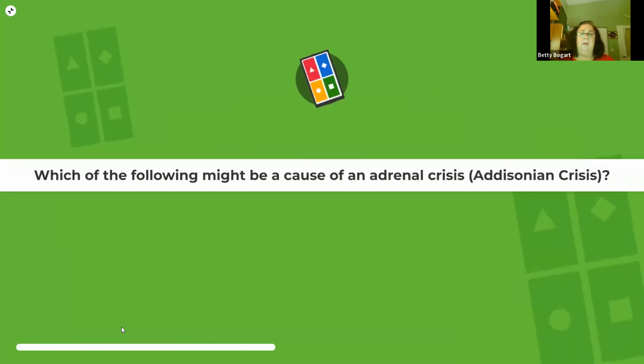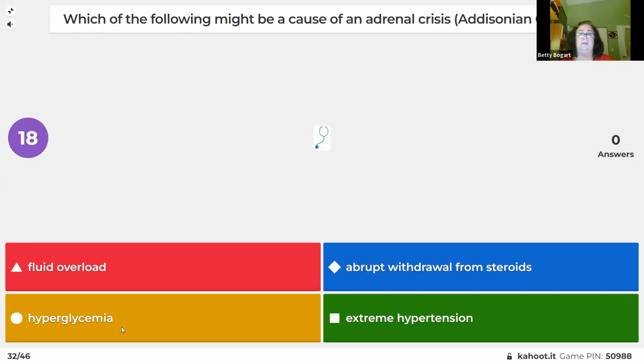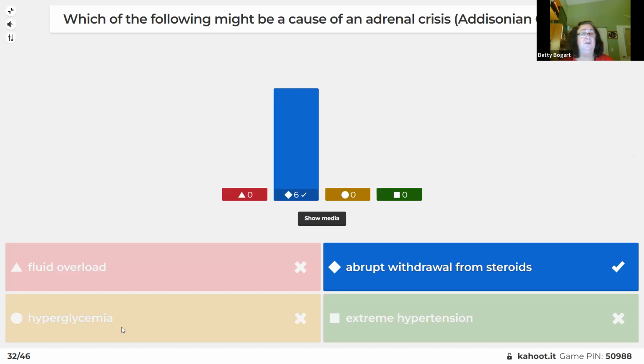Which of the following might be a cause of an adrenal crisis, Addisonian crisis? Addison's disease, Cushing's disease, adrenal crisis. And it has to do with those steroids that you just stop and you don't taper them. I'm telling you, it took me 4 months to come off of 20 milligrams of prednisone, very, very slowly.